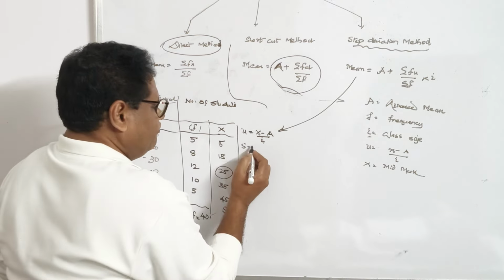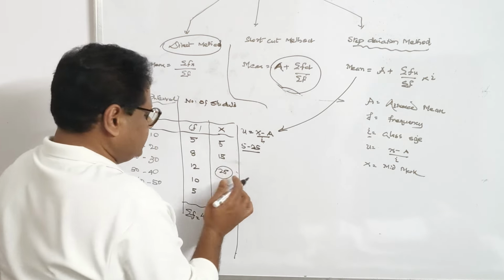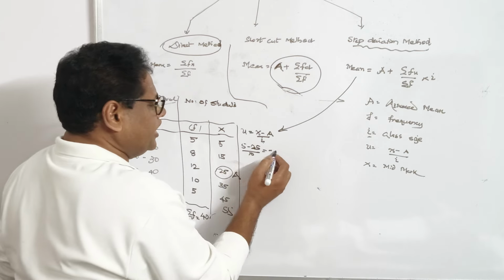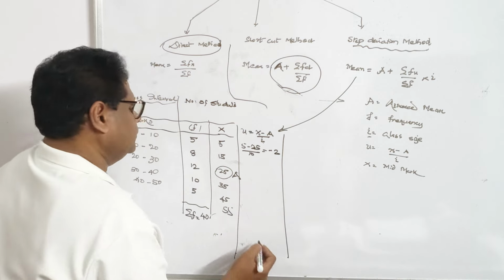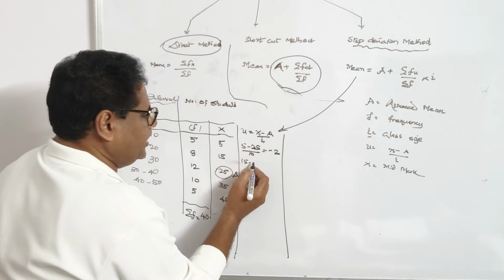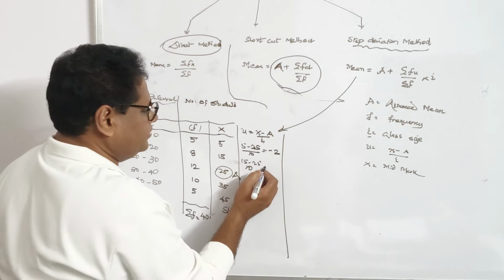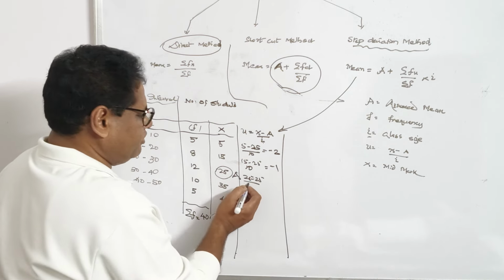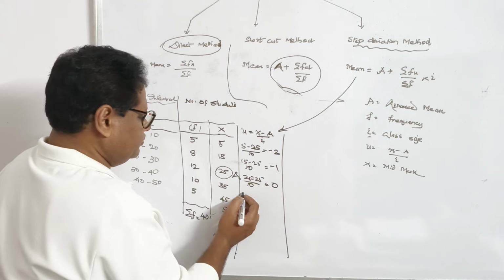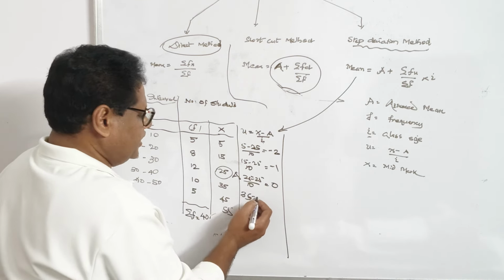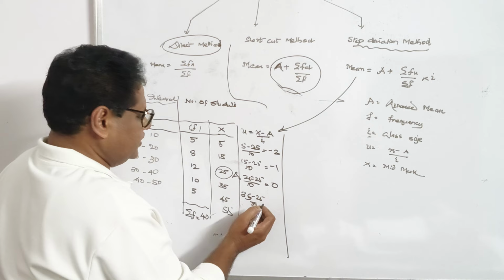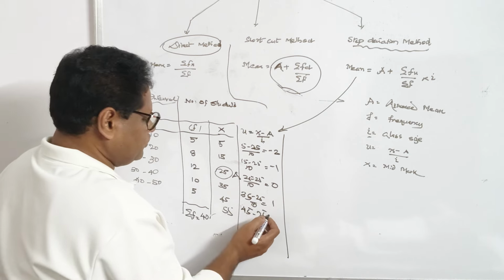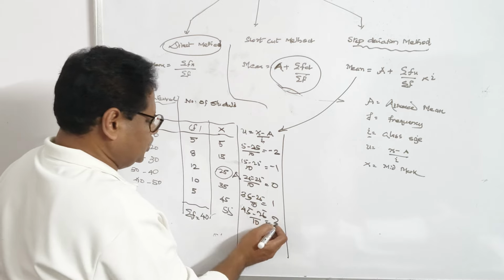Okay, so we have 5 minus 25, that is the assumed mean A, divided by 10, that comes to minus 2. Okay. Then here we have 15 minus 25 by 10, that comes to minus 1. 25 minus 25 divided by 10, that comes to 0. 35 minus 25 by 10, that comes to 1. Then we have 45 minus 25 by 10, that comes to 2.